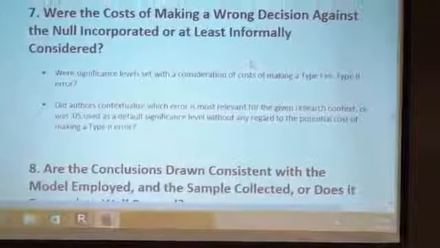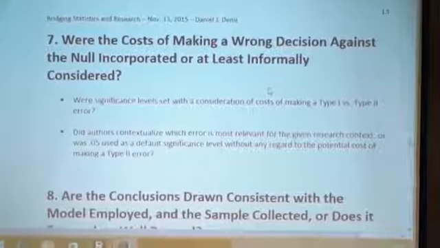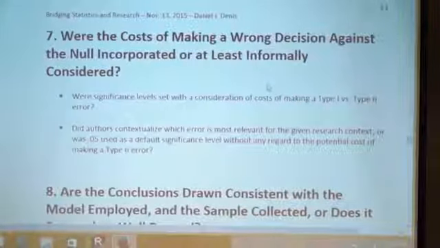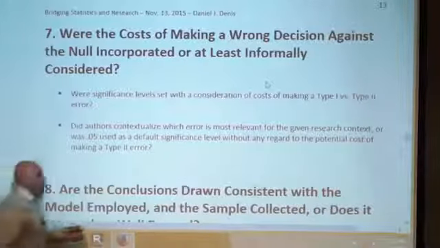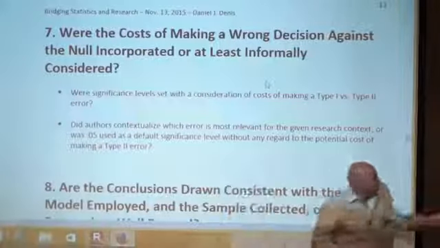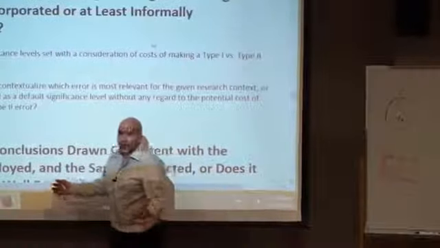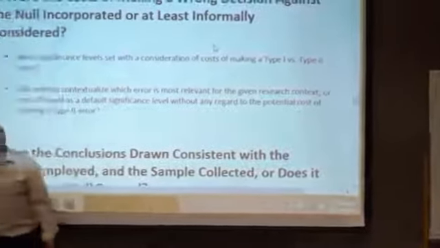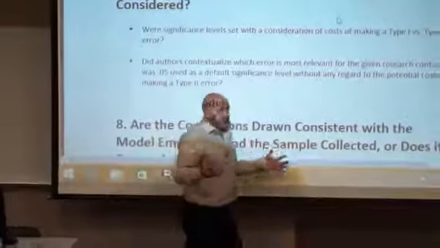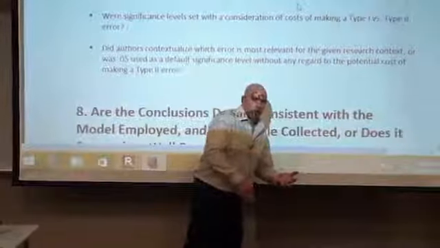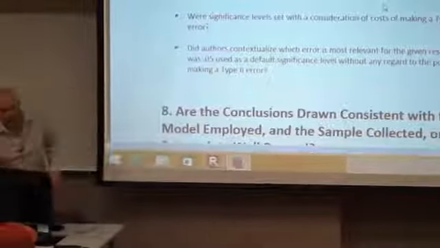Another thing, very briefly, were the costs of making a wrong decision against the null incorporated or at least informally considered? I talked about that earlier a little bit. If you are to follow the null hypothesis testing quite closely, why are they setting it at 0.05? Maybe it should be set at 0.10. Maybe for another study, it should be set at 0.20. The research literature is kind of obsessed with minimizing the type 1 error rate, but how about the type 2 error rate? That should be considered as well.